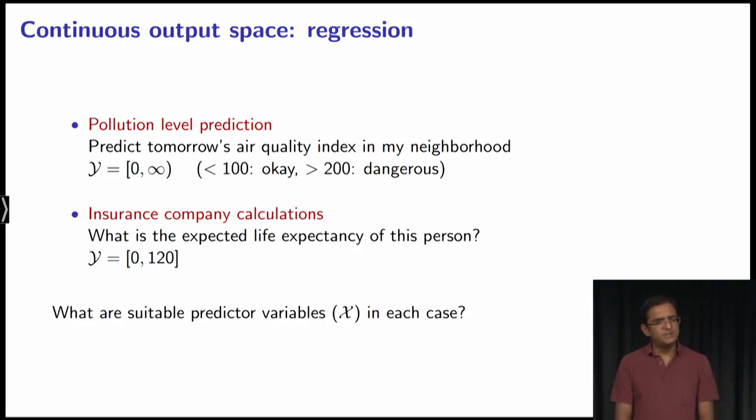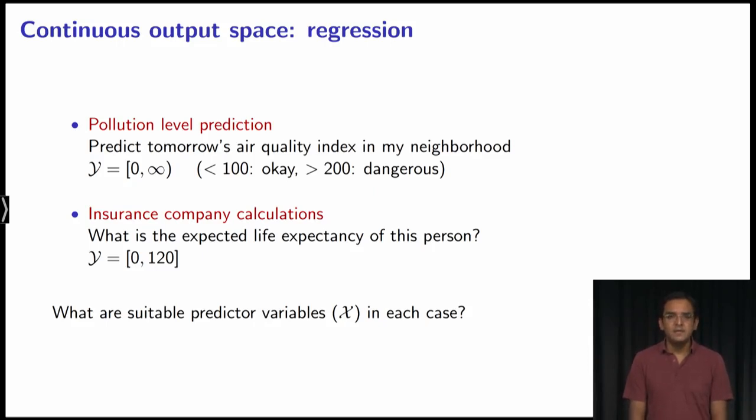So how does one measure pollution level? Well, one common way of doing it is by something called the air quality index. So this is a number, a positive number. If it's less than 100, it means the air quality is not too bad. If it's more than 100, that means that it's not good. And if it's more than 200, it means that the air is absolutely dangerous.